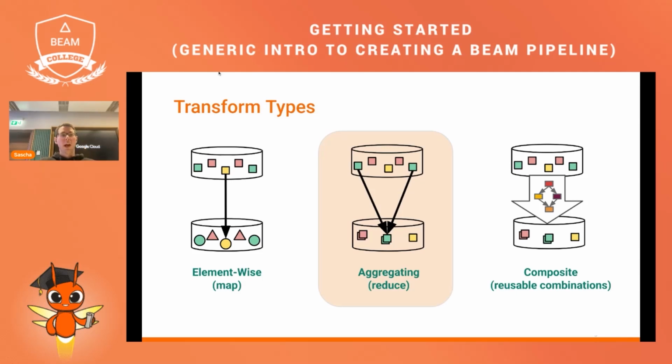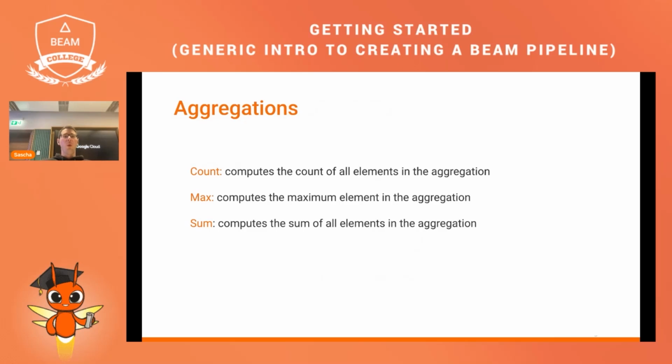The next transform type we want to have a look at are aggregation transforms, which are a type of PTransforms that combines multiple elements in a PCollection into a single value. So as an example, if you want to count the number of elements in a data set, or you want to calculate sum, mean, median, or any other statistical measure of a data set, they can be used for that.